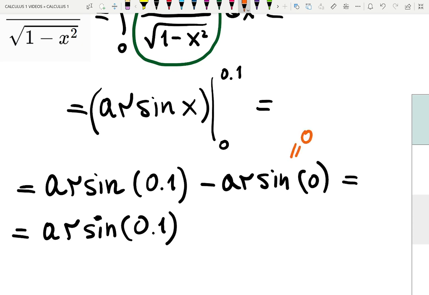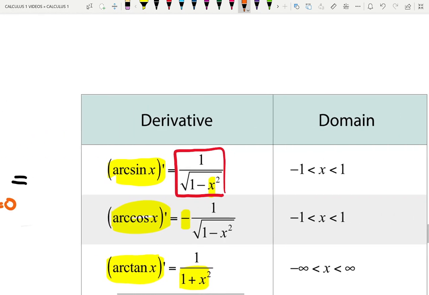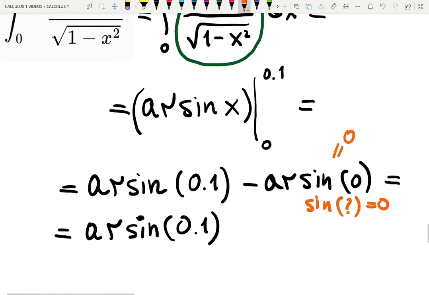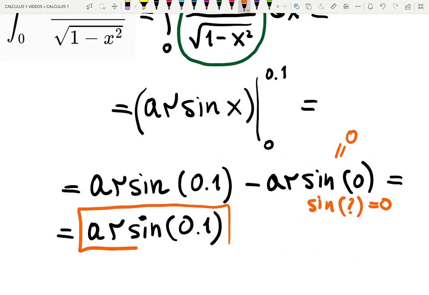Correct, 0. How do I know? Because I need to answer the question: sine of what angle gives me 0? Even though there are many answers, not just 0, but also pi, minus pi, 2 pi, and so on, we are working on the restricted domain, which is pointed out over here. On this domain, only 0 works. So arcsine of 0.1 is the final answer.